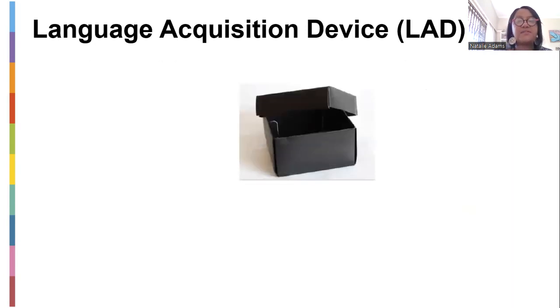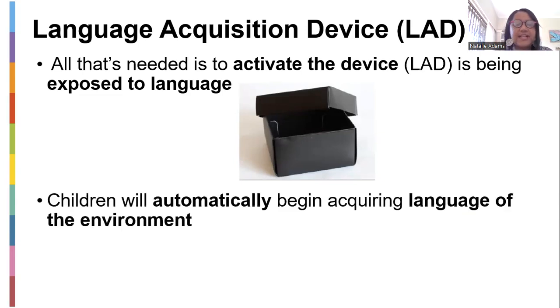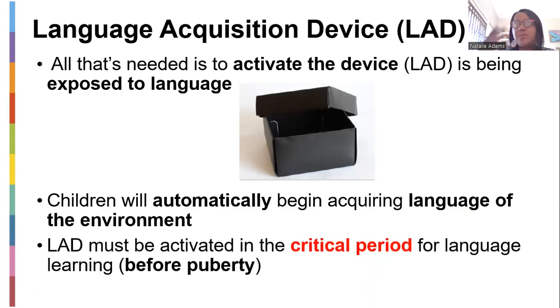So there's a black box. And then the innatist says that all that's needed is to activate the device. The LAD is being exposed to the language. So you just need to be exposed to a language, and the language acquisition device will be opened and absorption happens. So children will automatically begin acquiring the language of the environment. So once it's open, you will discover that the children just absorb language.